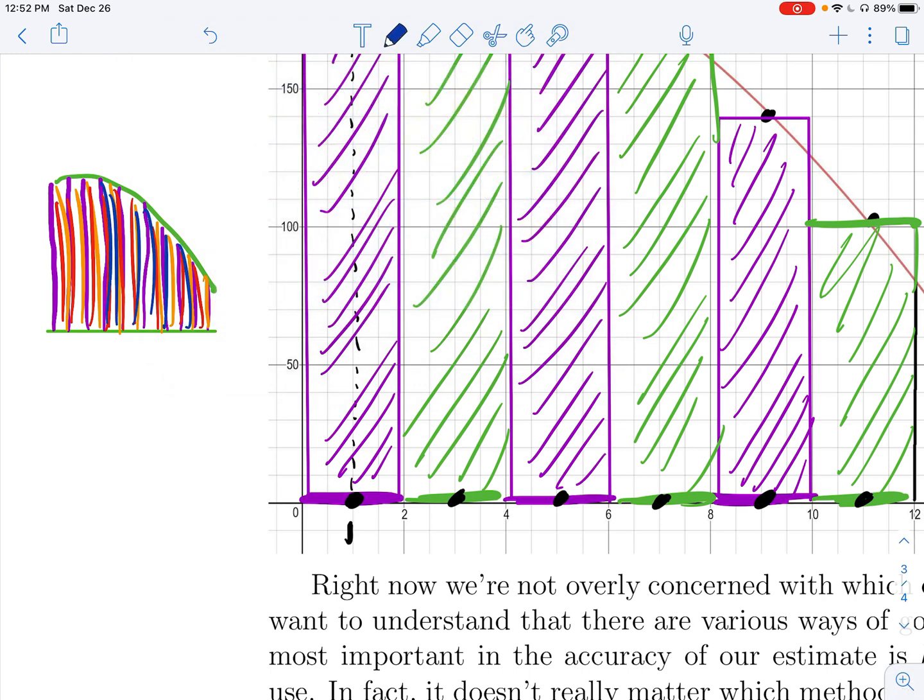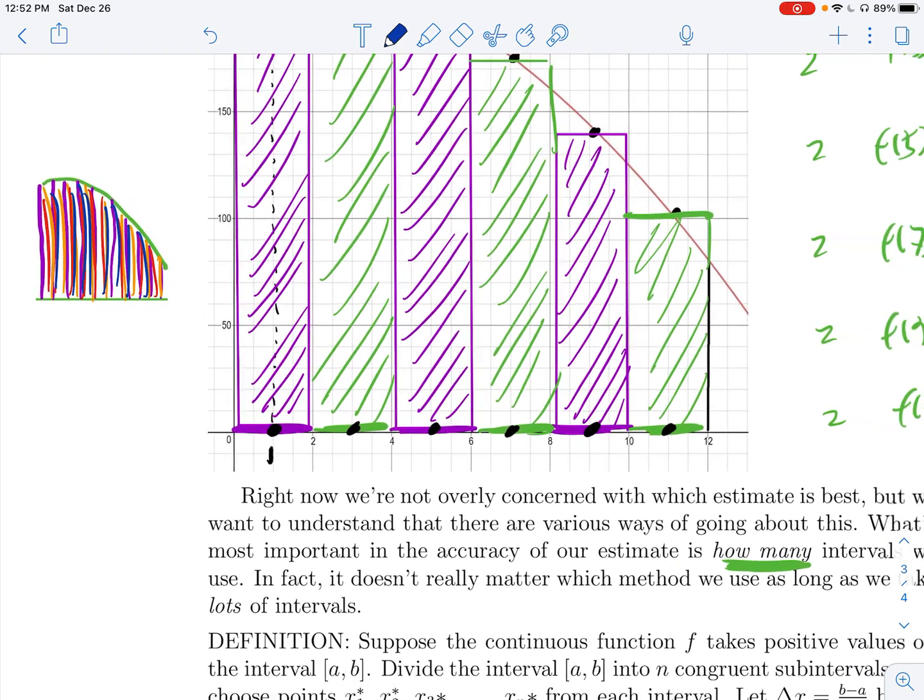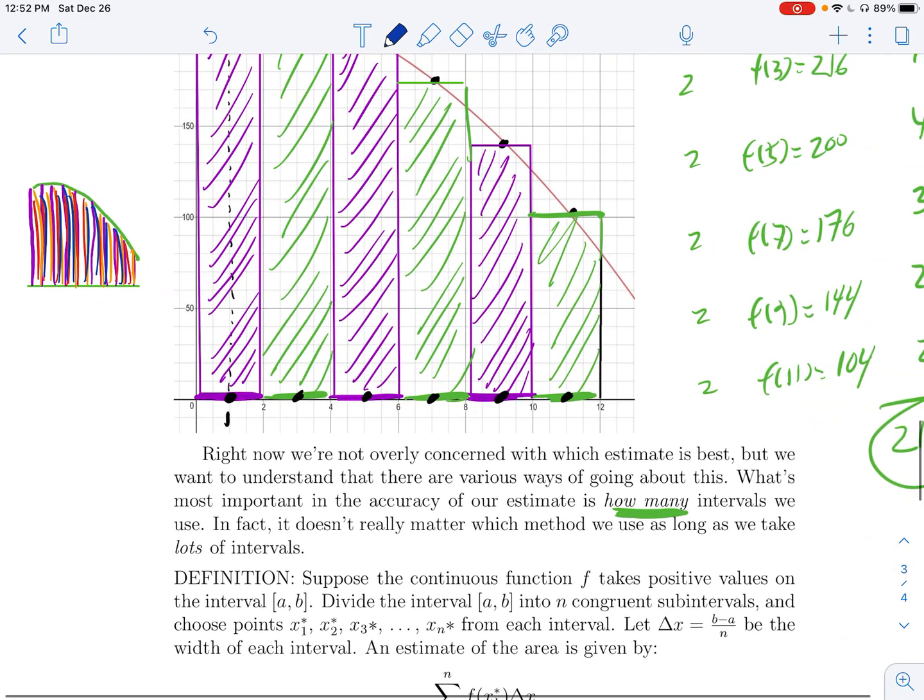So just kind of file that away. Yes, under certain circumstances, we might prefer one way of doing this, left endpoint or right endpoint or midpoint or something like that. But what really is going to drive the accuracy is how many we're using. We want lots and lots of really skinny rectangles.